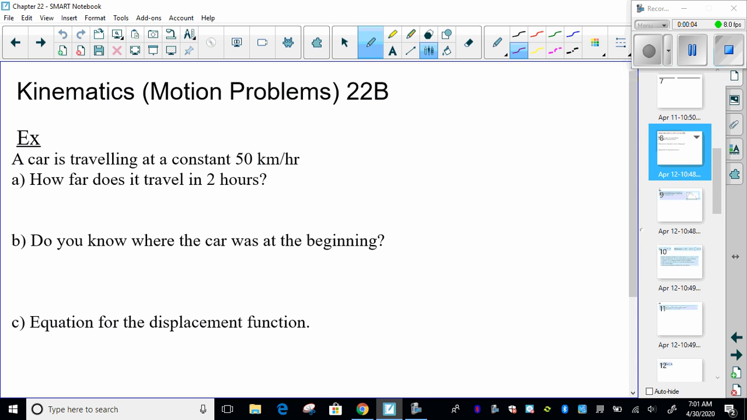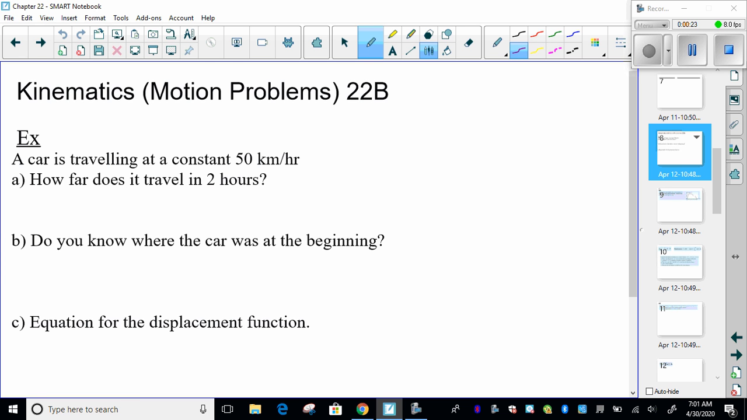In today's lesson, we are going to continue to look at kinematics, which are motion problems. So we're going to use integration in order to do this. We're going to be looking at velocity time graphs, and we're going to be able to find position, find total distance traveled, and find displacement. So we're going to do all these different things now using integration.